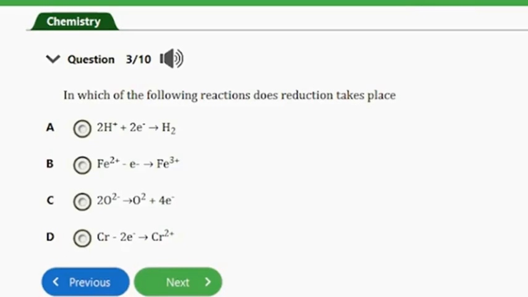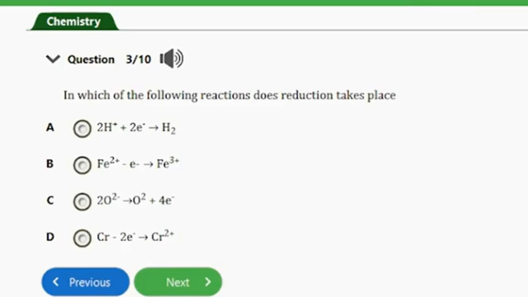So guys, the answer to this question here will be option A here. That's 2H ion plus 2 electrons to give a molecule of H2, that's hydrogen. So we have to understand that reduction is a chemical process that involves the gaining of electrons by one of the atoms involved in the reaction between two chemicals. So we have to always remember that reduction is electron gain.